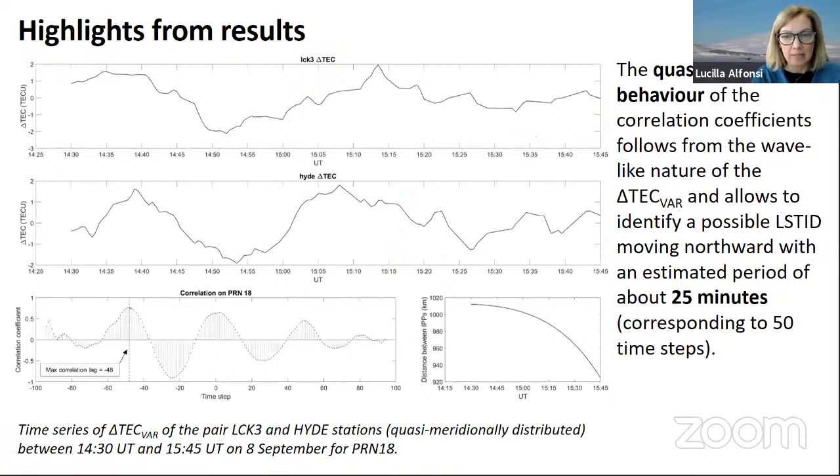This is another part of the same study in which we have used a couple of GNSS stations, meridionally distributed, to assess the identification of large-scale TIDs that move northward with an estimated period of about 25 minutes.